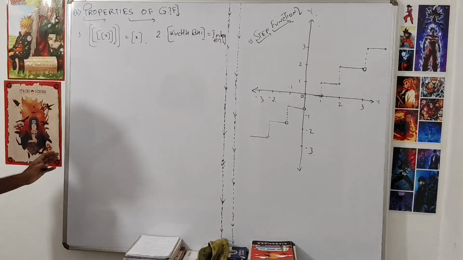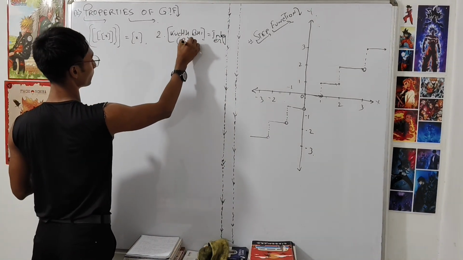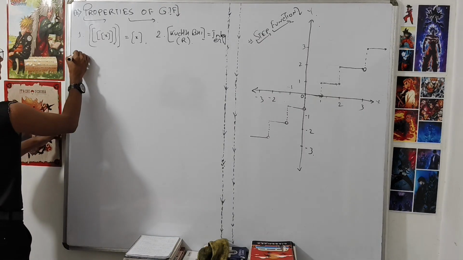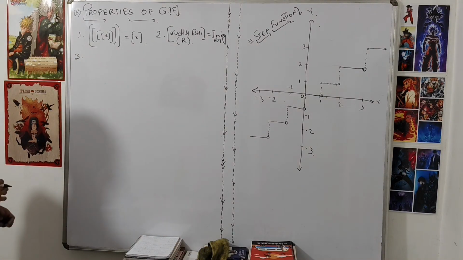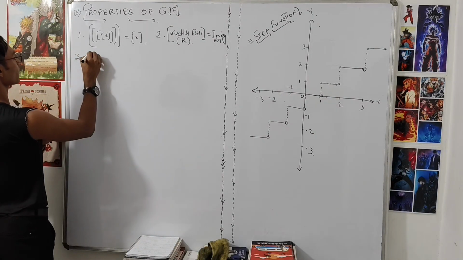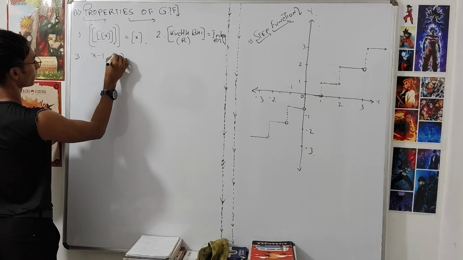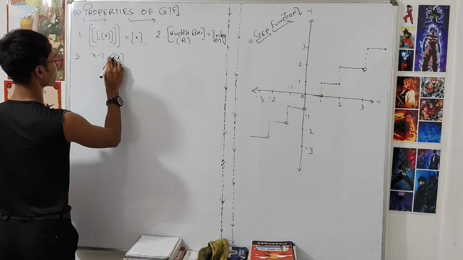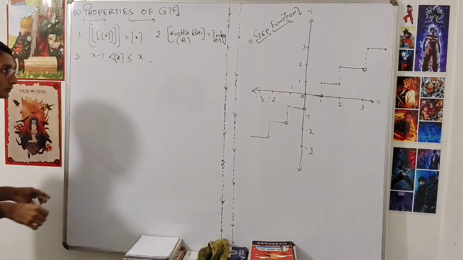It will always produce an integer. Okay, put anything from R, the real number set, and it will always produce an integer. Okay, the third property is important because we will use this property in limits. So the third property is x minus 1 is less than floor x, is less than or equal to x.